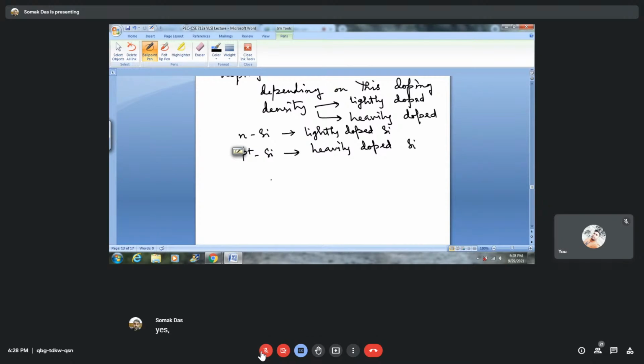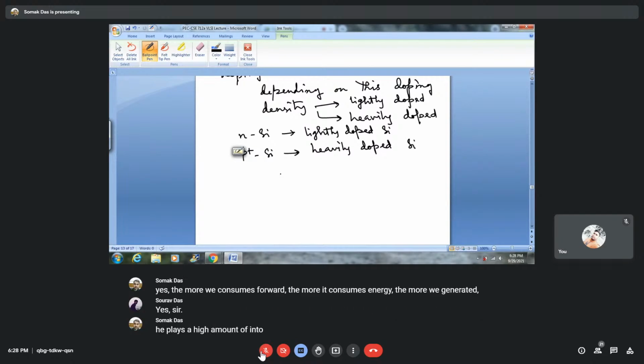The more it consumes power, the more it consumes energy, the more heat will be generated. Yes, sir. So if it displays a high amount of input resistance, low will be its input current.